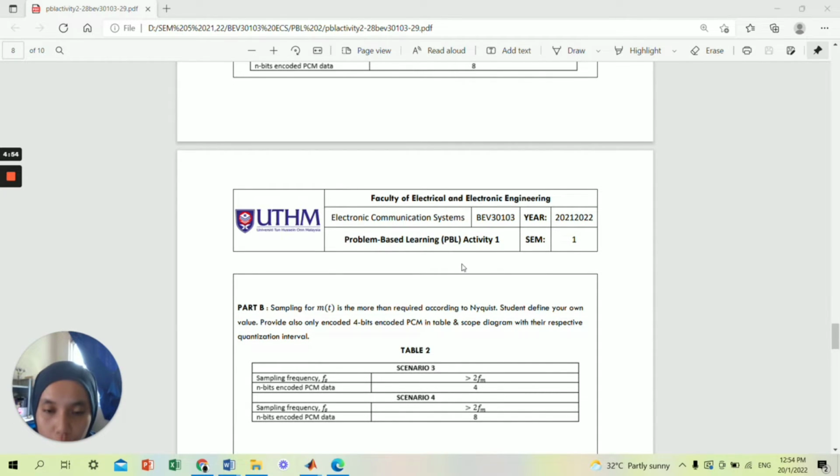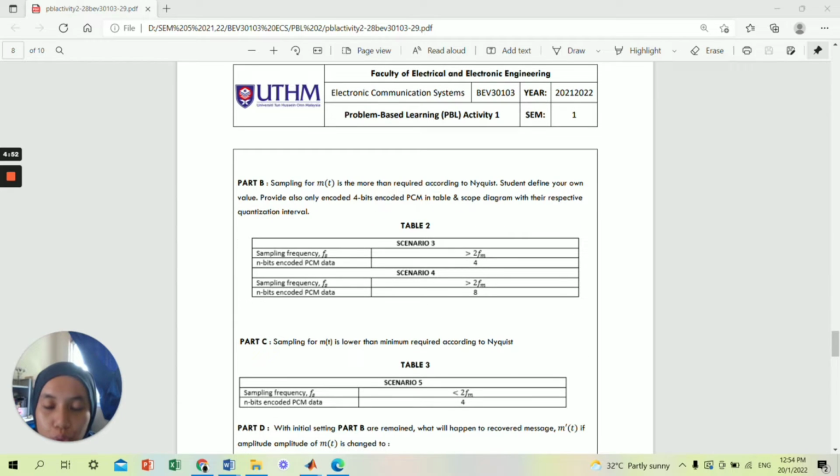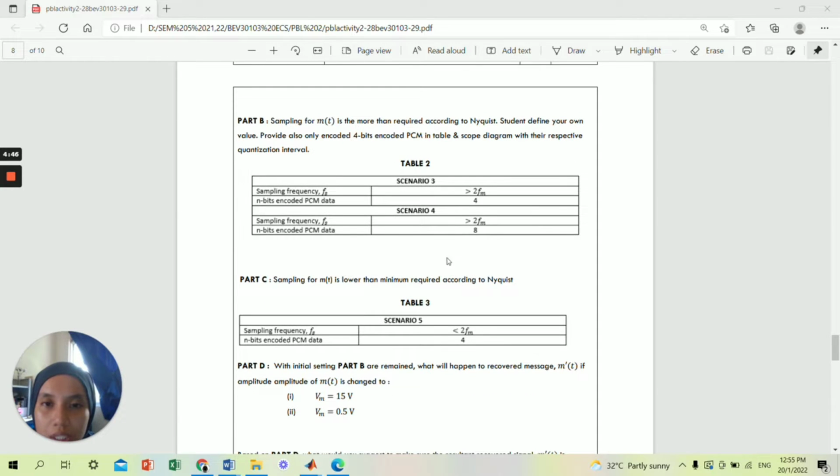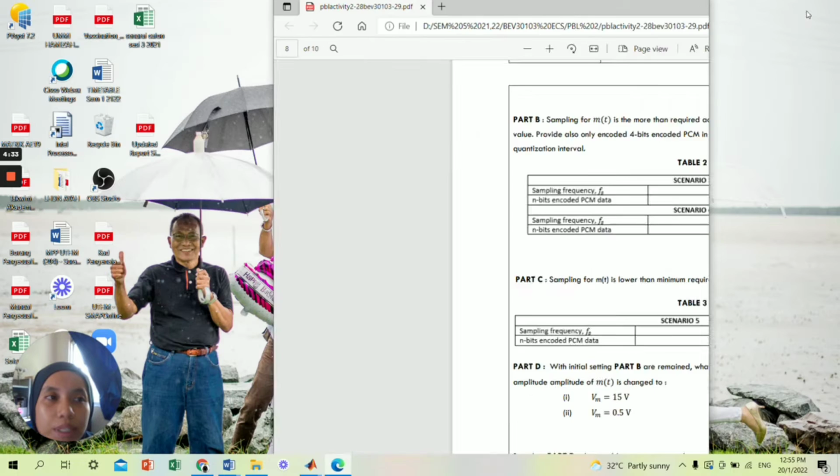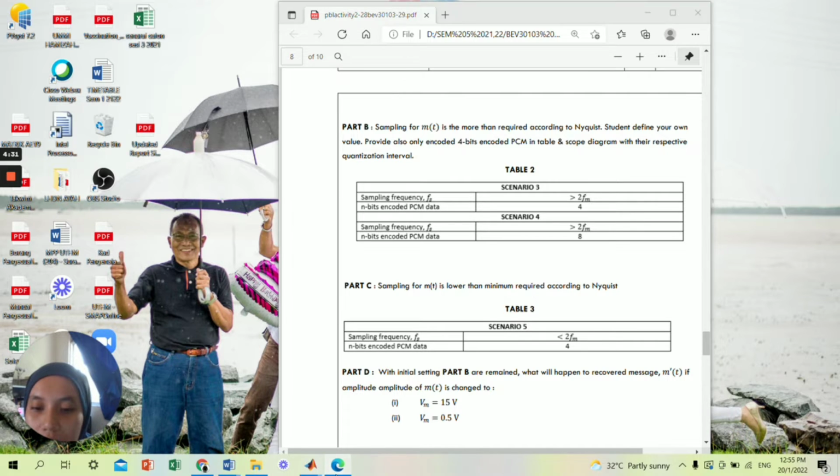So in this video, I will present to you the simulation for part B and part C. As you can see here, these are table 2 and table 3 that are provided in the PDF file in the lab sheet. Based on these tables, I have done my simulation in MATLAB Simulink.